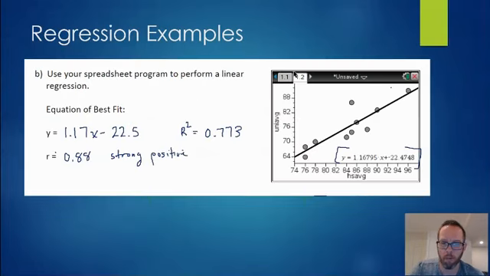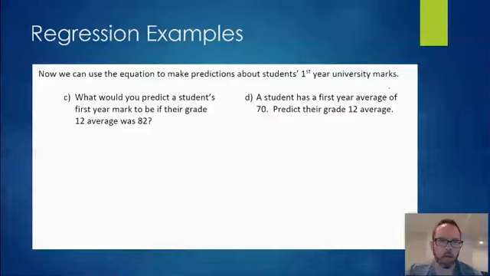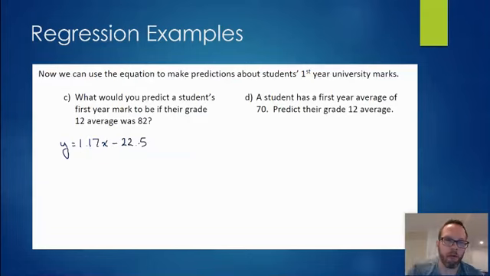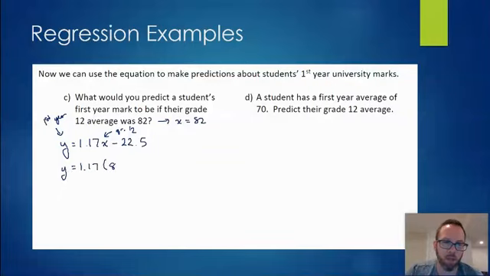So I might just rewrite my equation down here. It was y equals 1.17x minus 22.5. Yep. So here, y is the dependent variable, which was the first year average. And x was the independent variable, which was our grade 12 average. So we can make a prediction. So let's say somebody's grade 12 average was 82. What can we expect for their university average first year? At least using our data, how can we predict that? So we just plug in x equals 82 and work it out.